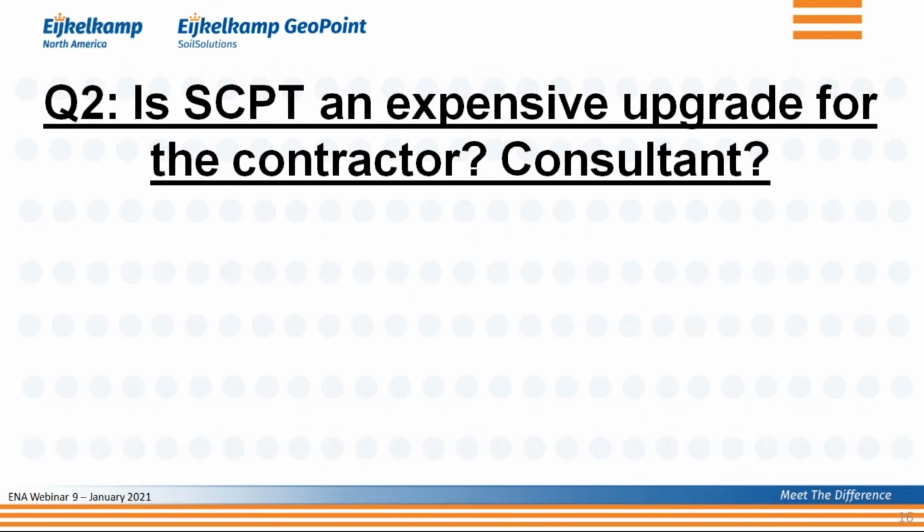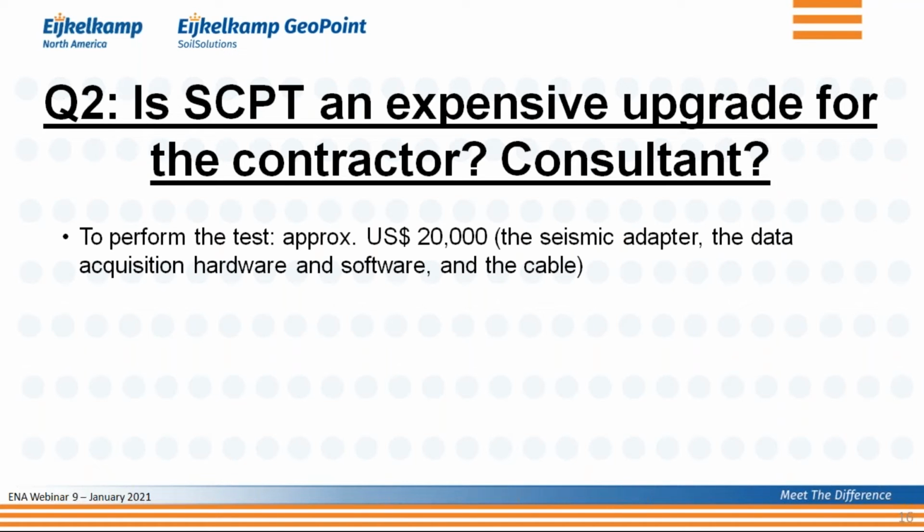So here's my second question, and you mentioned the $1,000 to go to an accelerometer. Whether it's the contractor or the consultant who's going to be using this instrumentation and this tooling, is it an expensive upgrade or an expensive add to whatever services they already provide? Right. It obviously is an upgrade.